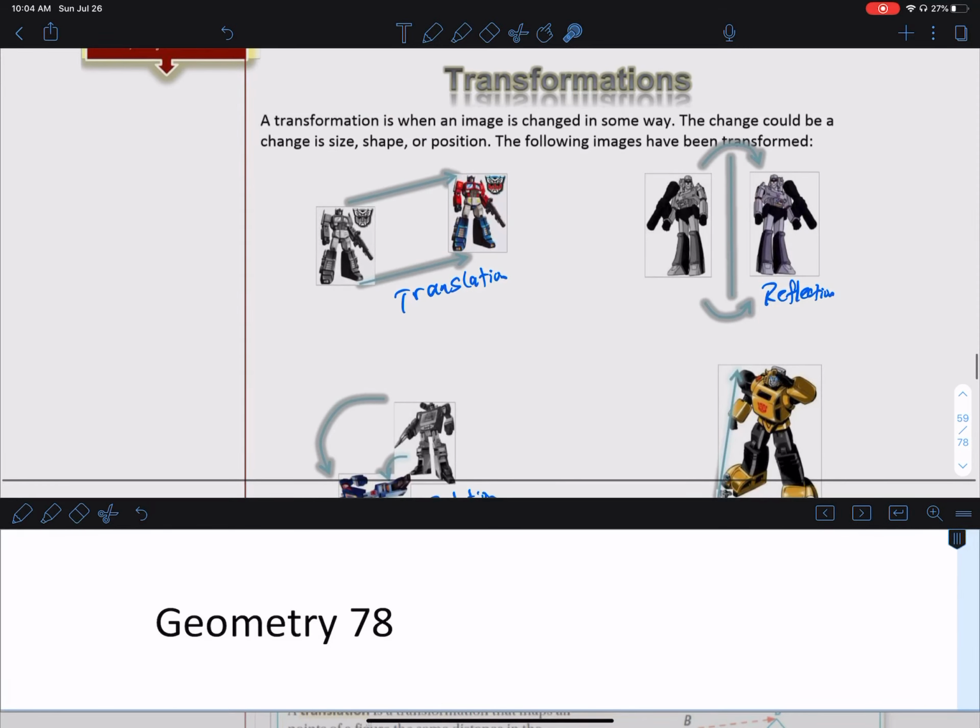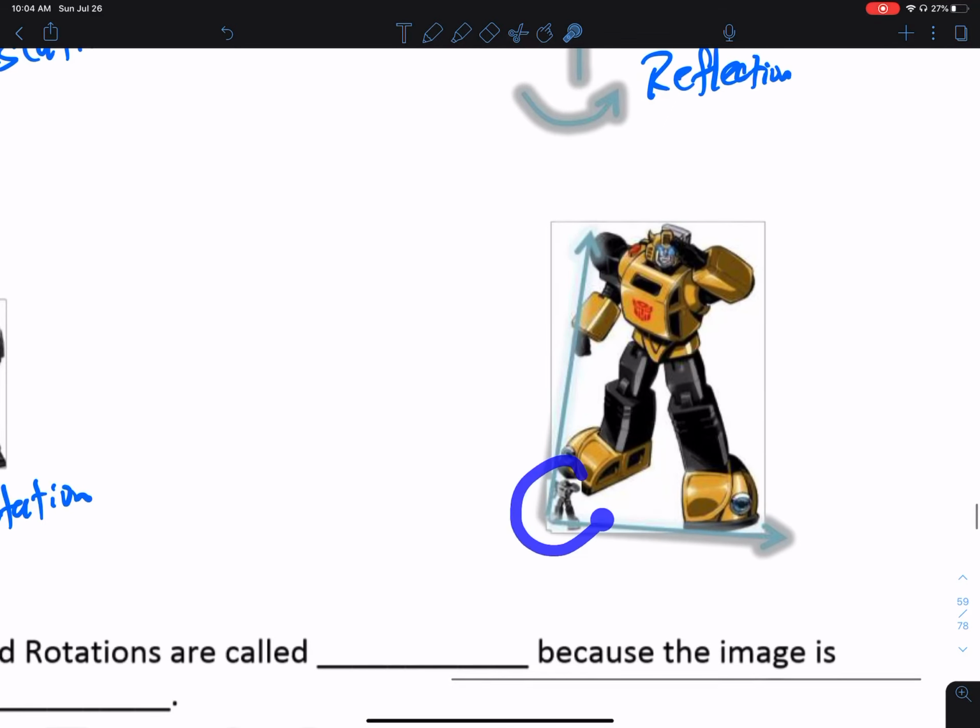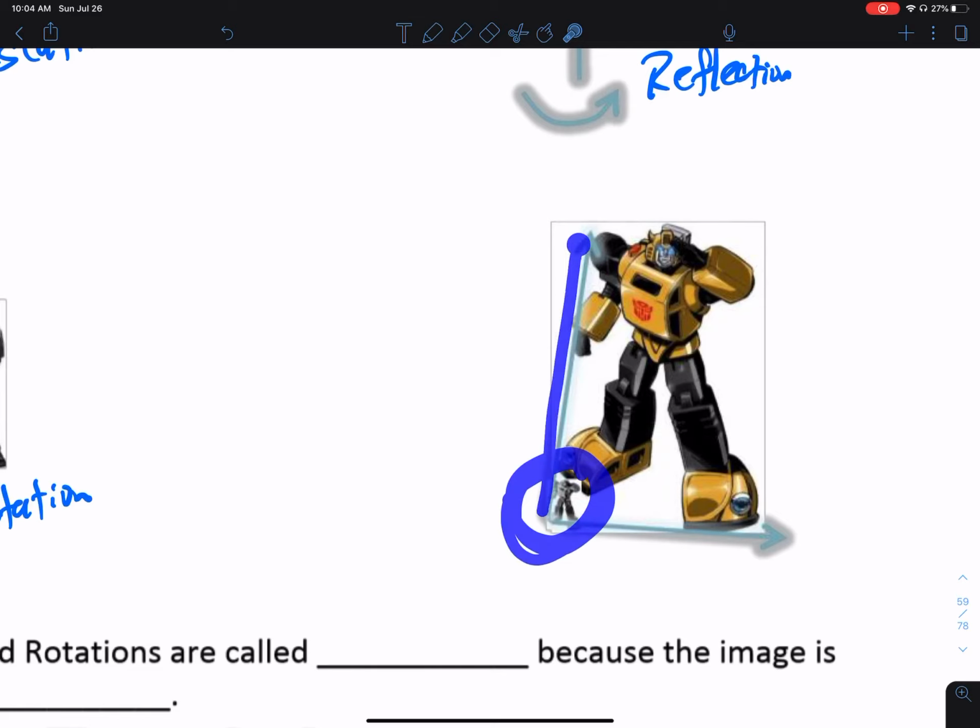This one here, it's probably hard to see. There's a little fella right here, and it got blown up to this bigger size. So that is a dilation.